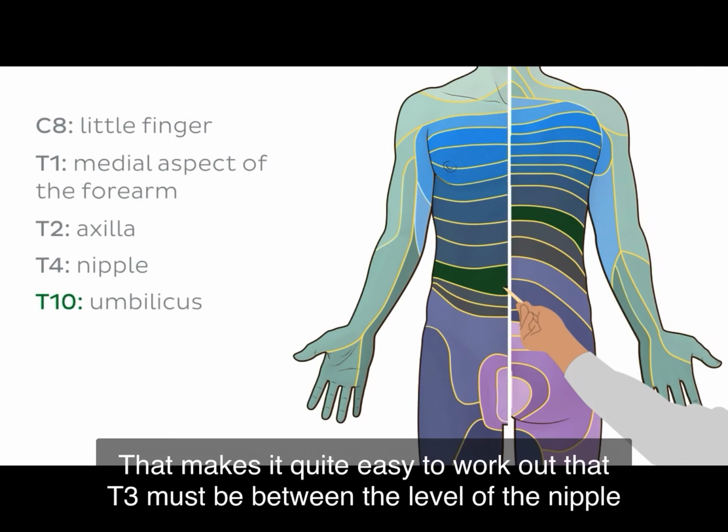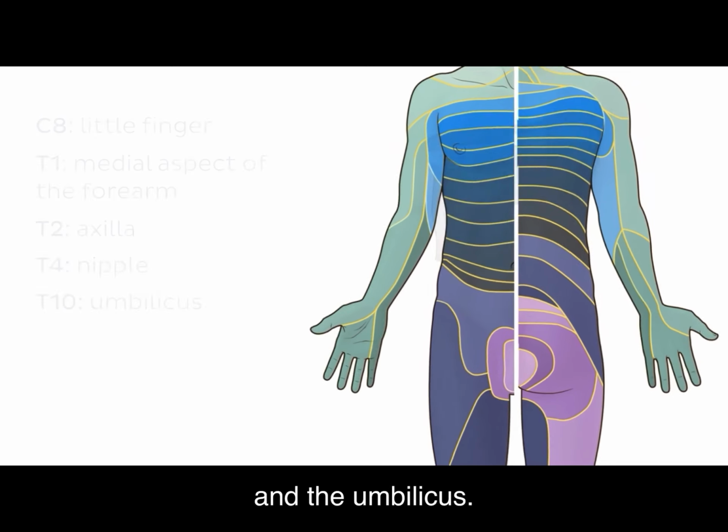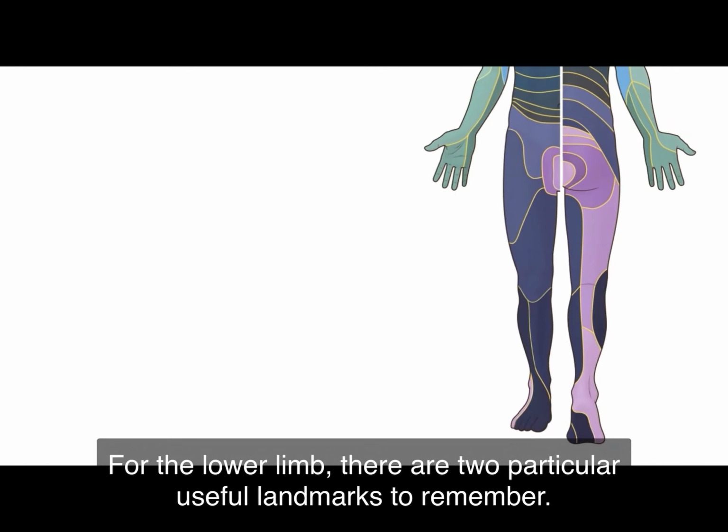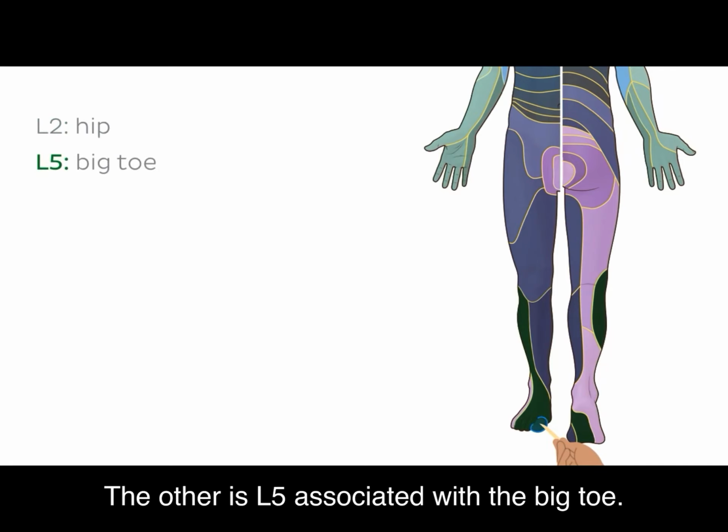That makes it quite easy to work out that T3 must be between the level of the nipple and the axilla, and dermatomes T5 to T9 are distributed roughly evenly between the nipple and the umbilicus. For the lower limb, there are two particularly useful landmarks to remember. The first is the L2 dermatome with the hip as its landmark. The other is L5, associated with the big toe.